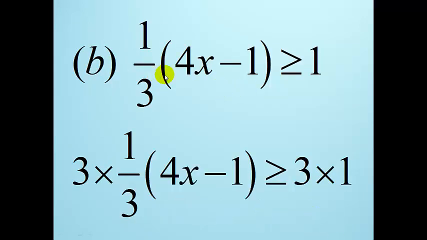Now we consider the example in B. 1 over 3 into bracket 4x minus 1 is greater than or equal to 1. Now here you also multiply through by the LCM, and the LCM is 3. So we multiply the left hand side by 3, and that is how come we have 3 times 1 over 3 into bracket 4x minus 1. This is greater than or equal to, we also multiply the right hand side 1 by 3, and that is how come we have 3 times 1. Now 3 will cancel 3, and we are left with 1 times 4x minus 1, that is 4x minus 1, greater than or equal to, when we multiply 3 by 1, the result is 3. Now let's proceed.